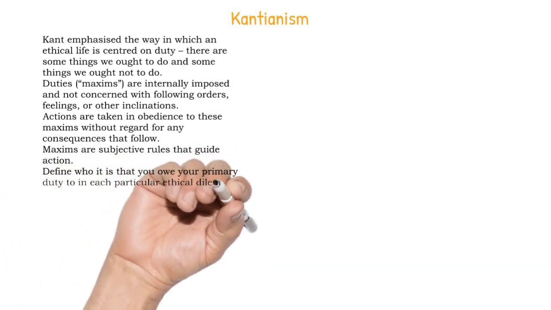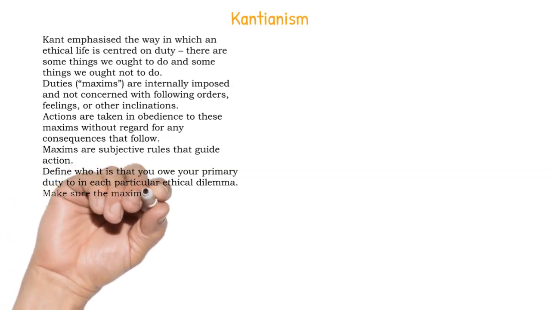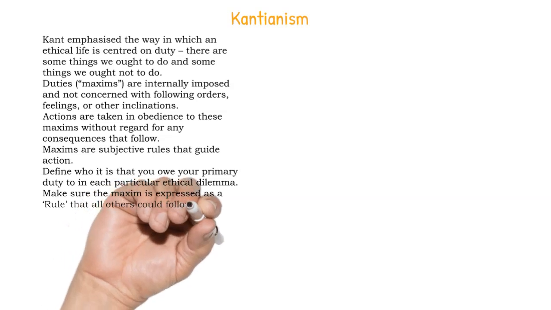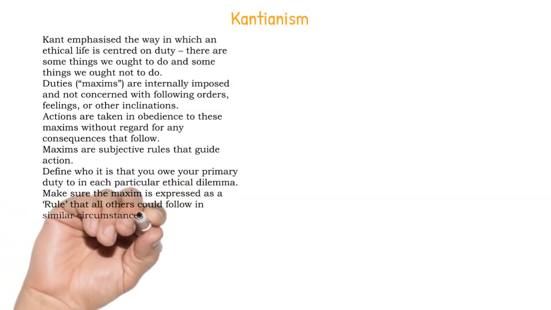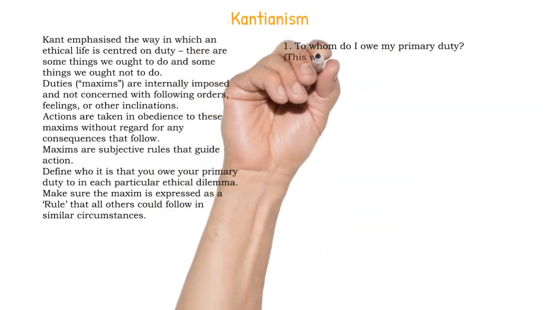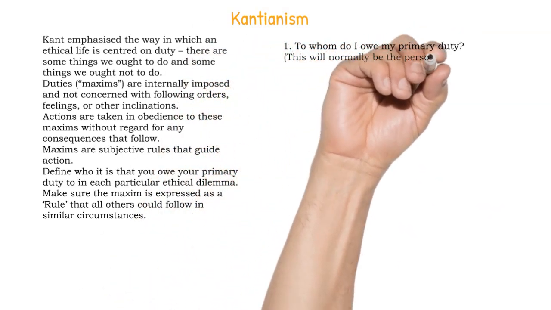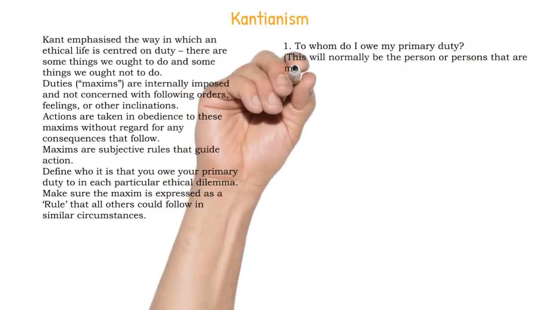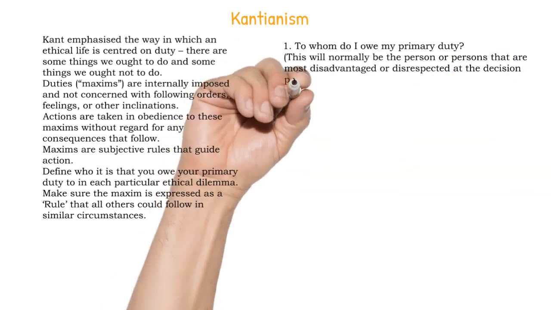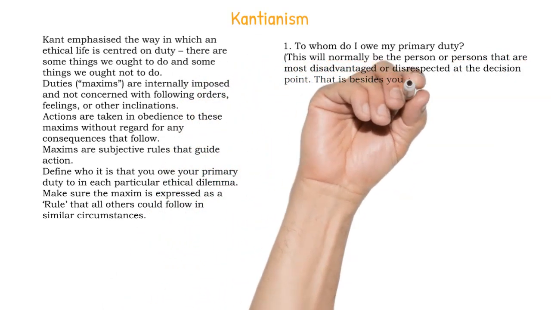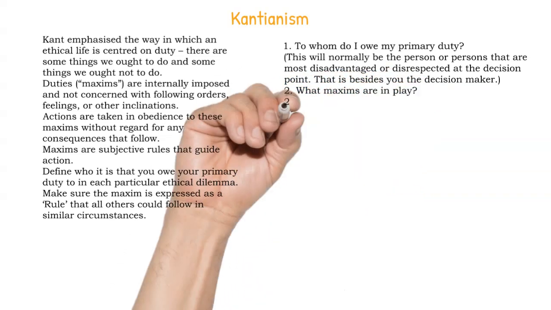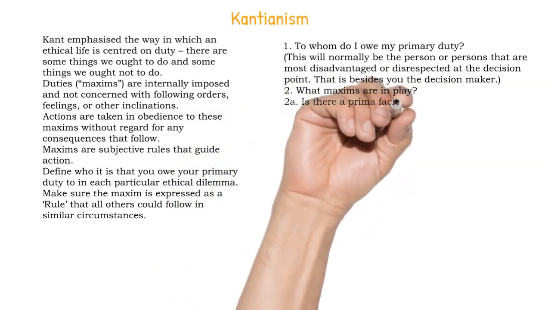We define who it is that we owe our primary duty to in each particular ethical dilemma. We make sure the maxim is expressed as a rule that all others could follow in similar circumstances. So when we apply this theory to an ethical dilemma, we ask, to whom do I owe my primary duty? This will normally be the person or persons that are most disadvantaged or disrespected at the decision point. That is, besides you, the decision maker.